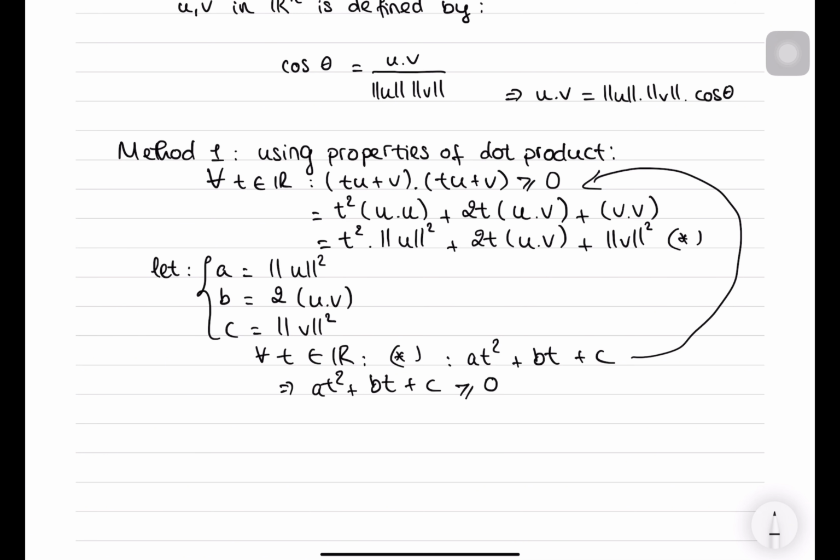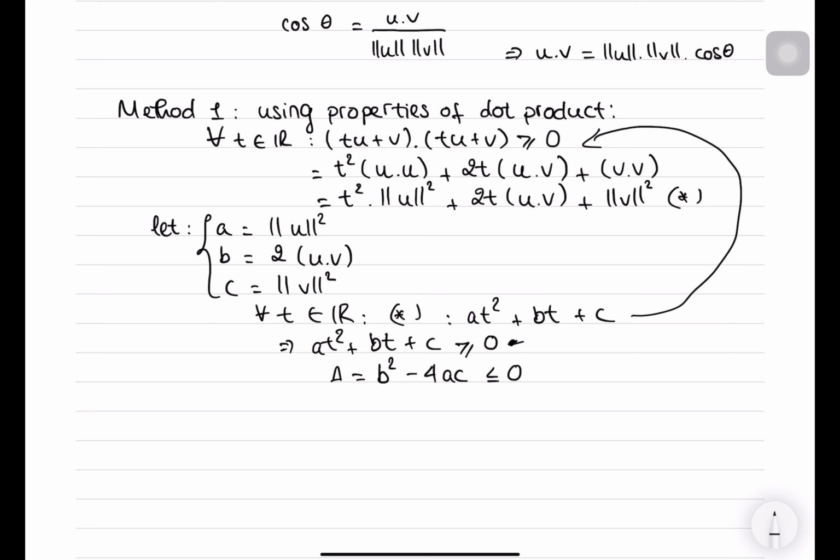This means this quadratic polynomial cannot have two real roots. So this implies that the discriminant delta, which equals b squared minus 4 multiplied by ac, is going to be less or equals than 0 because this doesn't have two real roots. We're going to have b squared is less or equals to 4ac.